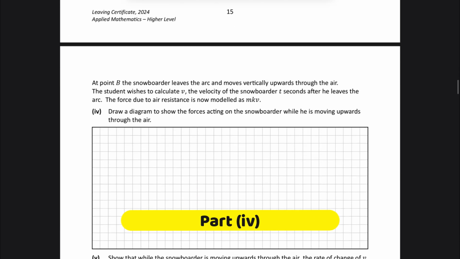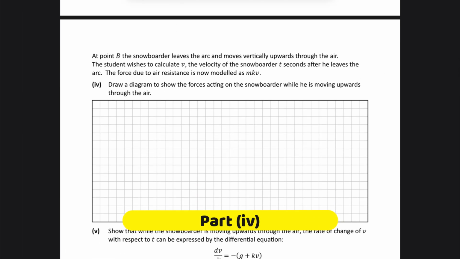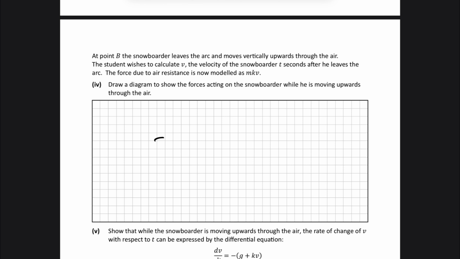Part 4. A student at point B, the snowboarder leaves the arc and moves vertically upwards through the air. A student wishes to calculate v, the velocity of the snowboarder, t seconds after he leaves the arc. The force due to air resistance is now modelled as mkv. Draw a diagram showing the forces acting on the snowboarder while he's moving upwards through the air. Okay, so you can draw a circle or a square, or a rectangle. The forces are acting down: the weight's acting down, and additionally, I'll say, drag.